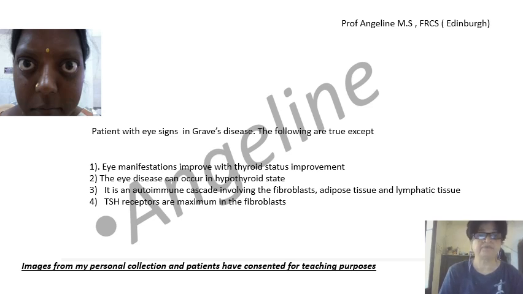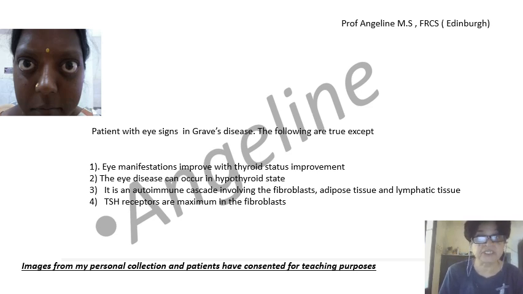I believe an image of Graves' disease or eye signs in Graves' disease was shown, and it was not just asked as a spotter. What is this? Is this Graves' disease, make your diagnosis? Nothing like that. In a very indirect way, they try to find out whether you can dig into your conceptual way of thinking. So nowadays, no more images are just asked for diagnosis. They are asked for you to go deeper into your physiology, pathology, and allied subjects and come out with the right option. So the options were: eye manifestations improve with thyroid status improvement. The eye disease can occur in a hypothyroid state. It's an autoimmune cascade, and TSH receptors are maximum in the fibroblasts.